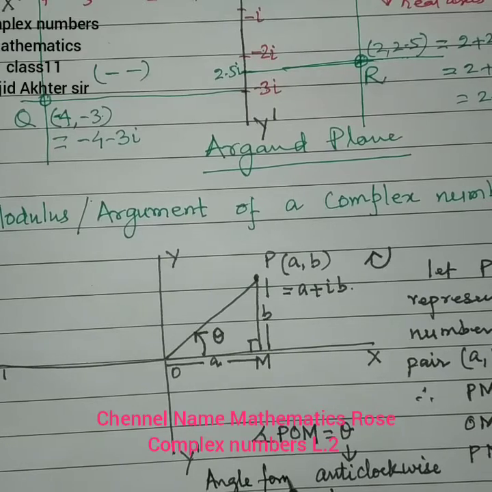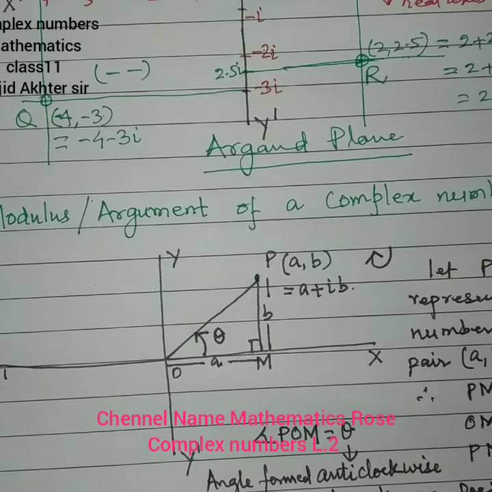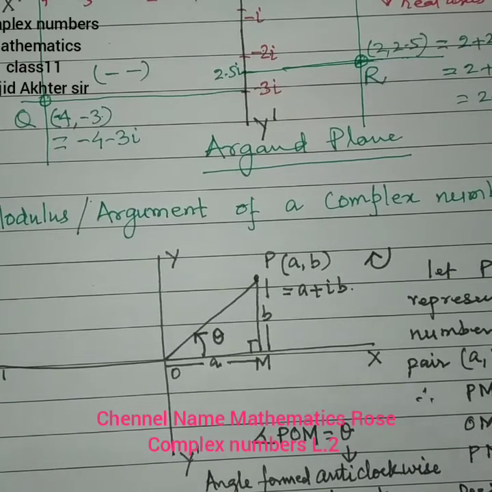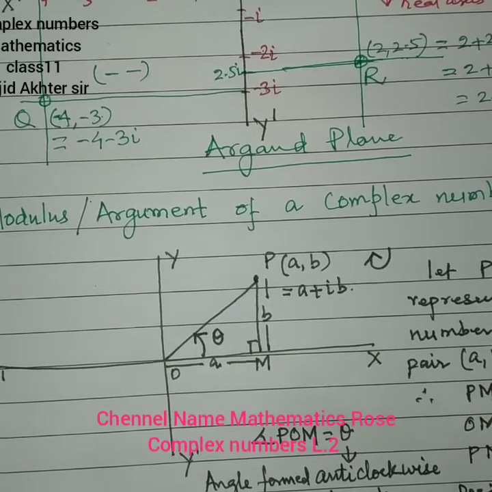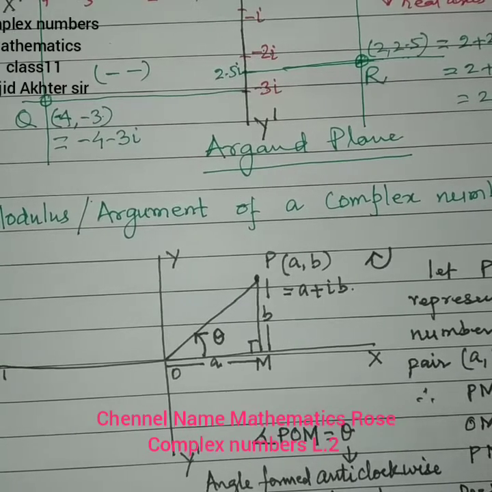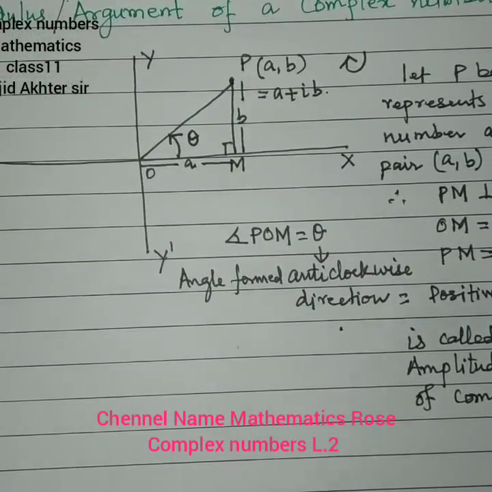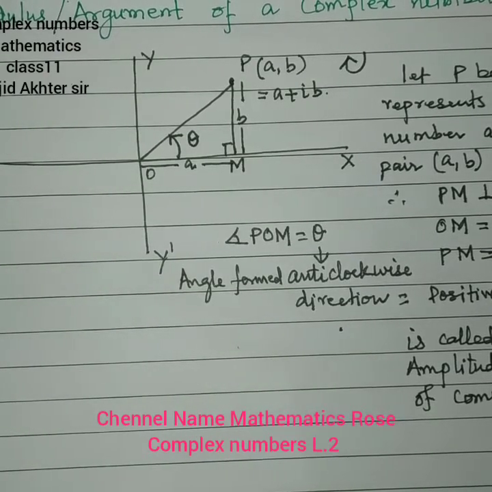Angle formed in anti-clockwise direction, or we can say that it is a positive angle, and this positive angle theta is called the amplitude or argument of the complex number Z. Suppose this is Z.